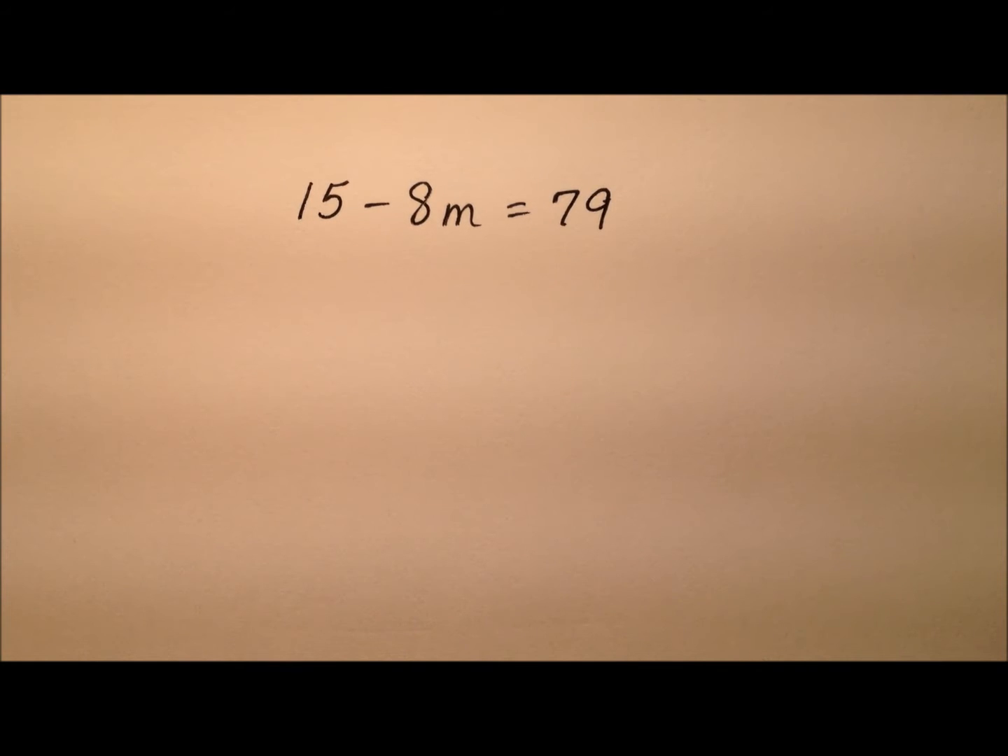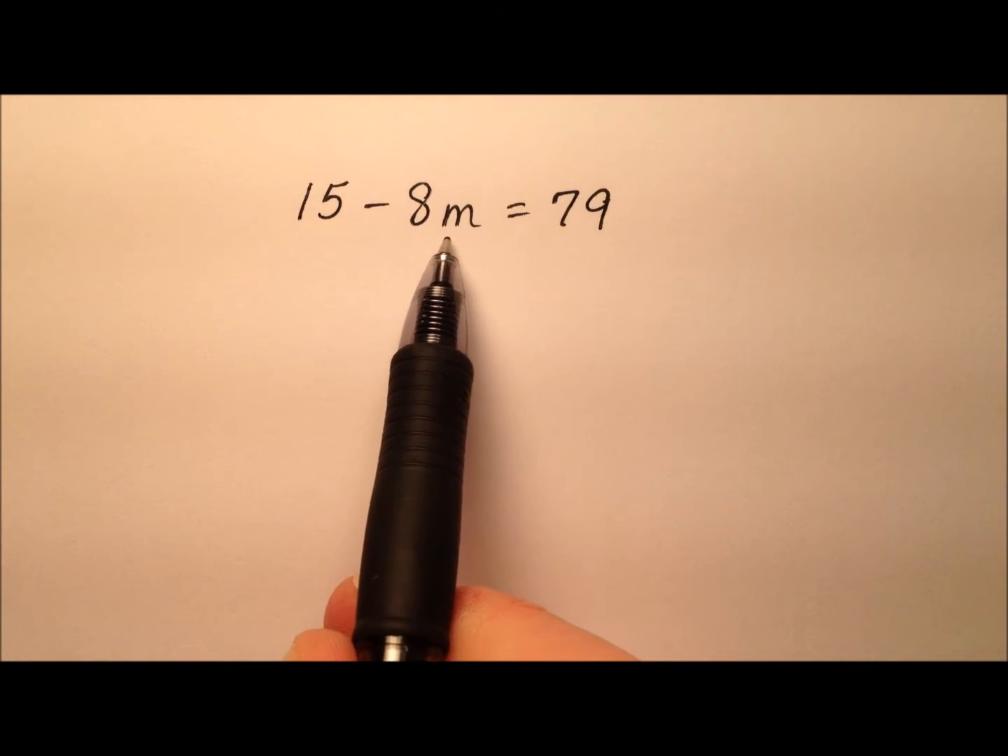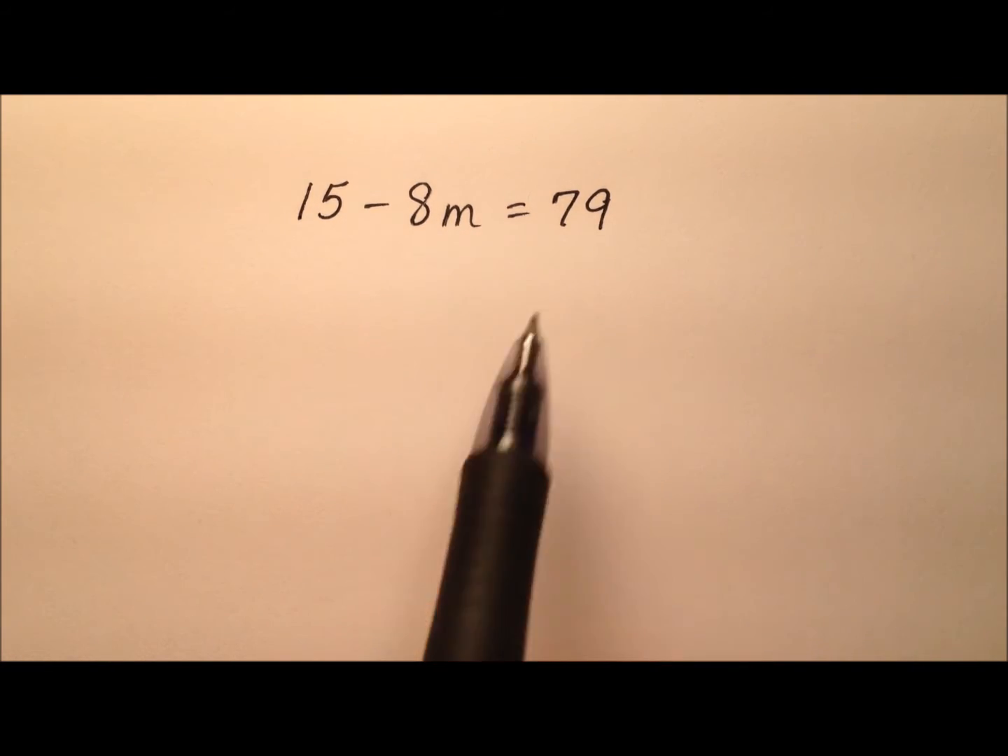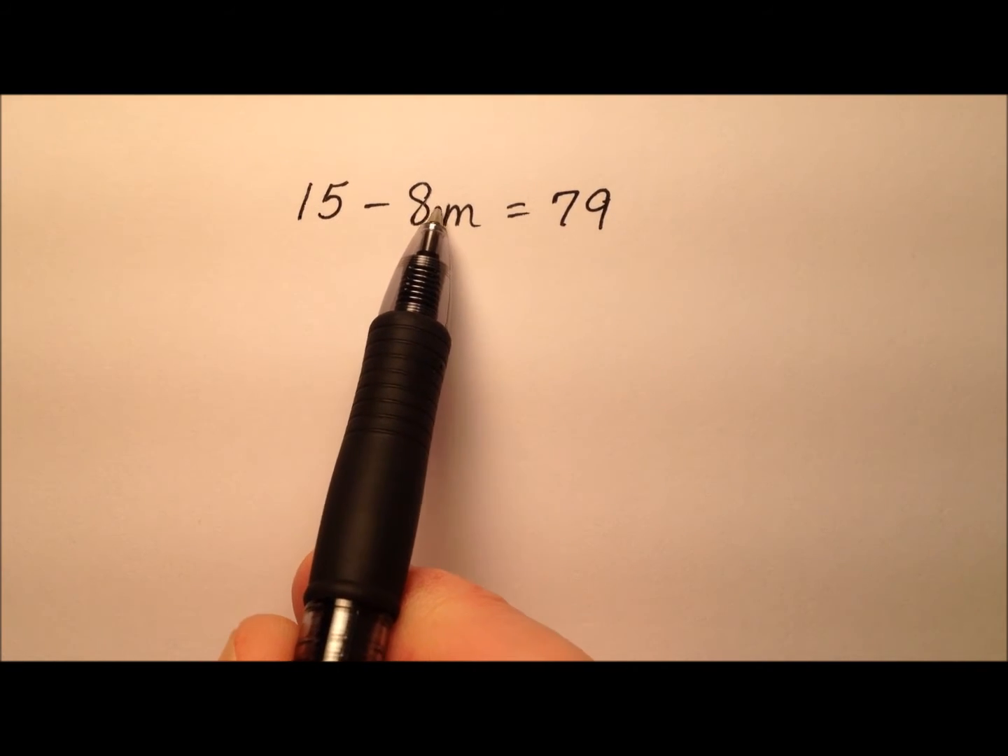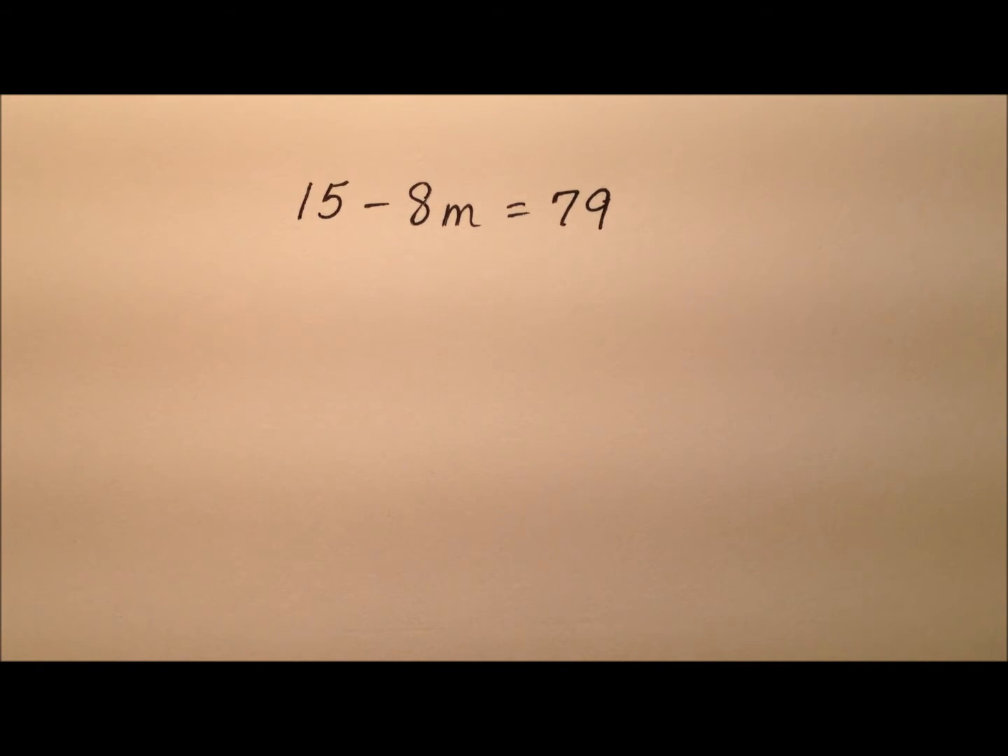In this equation, we're going to solve for this variable m that we're not sure what its value is right now. So it looks like 15 minus 8 times m gives us 79.